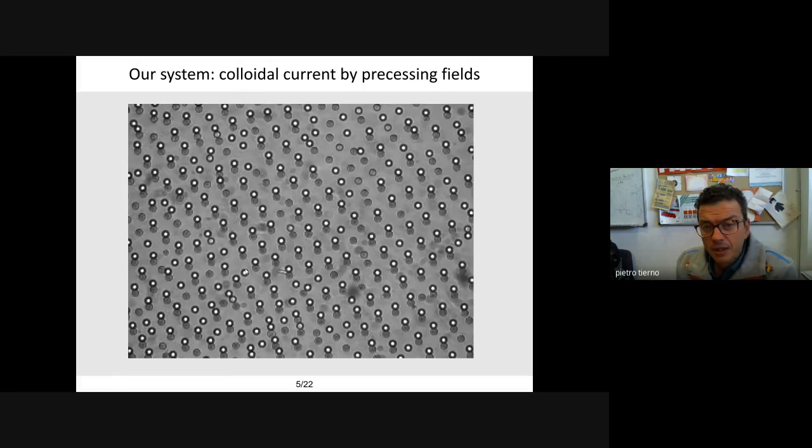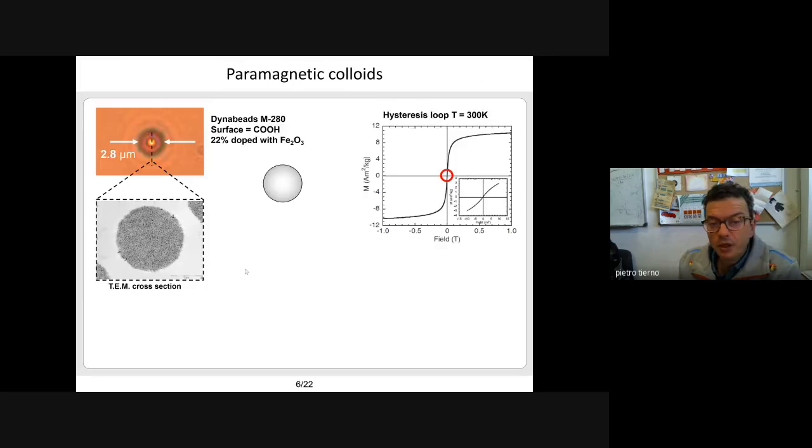Okay, this is our system. Let me tell you a bit about the experiments. We use these paramagnetic colloids, which have a size of 2.8 microns. They are commercial. They are made of polystyrene, and they are doped with iron oxide.